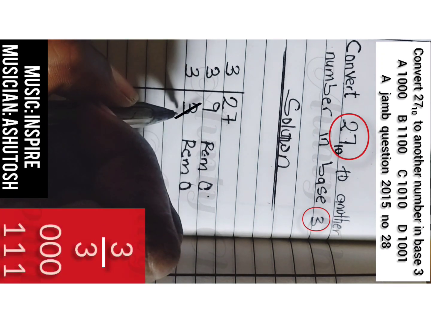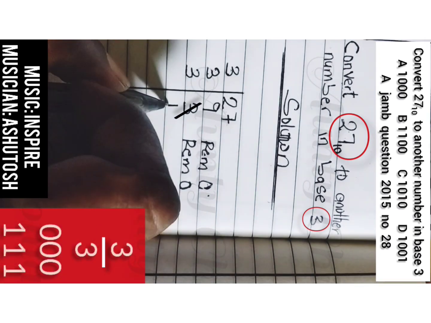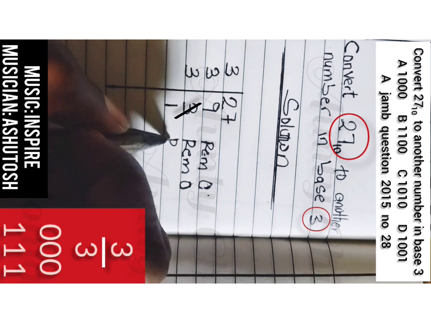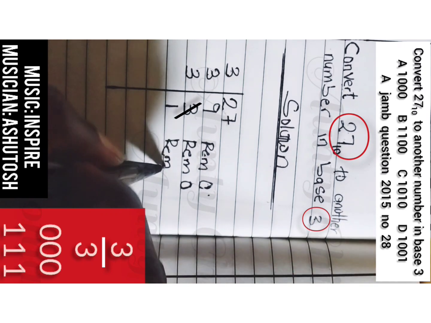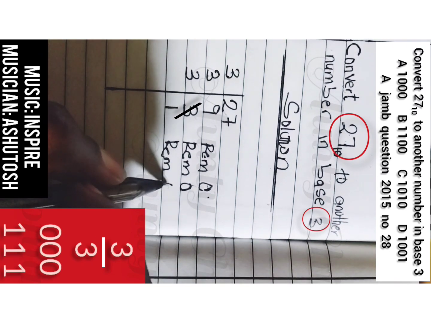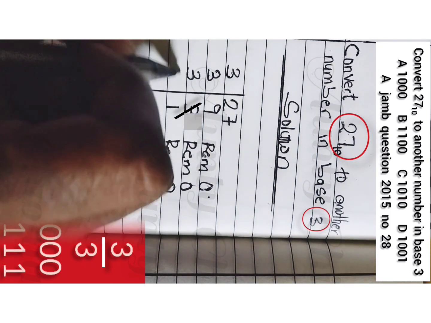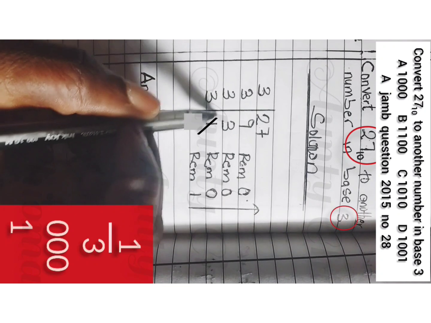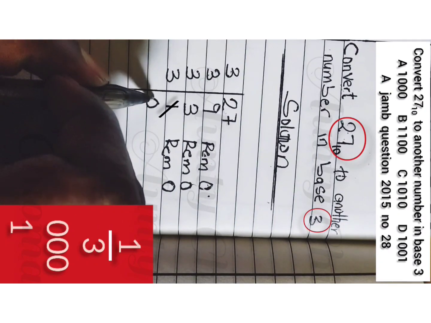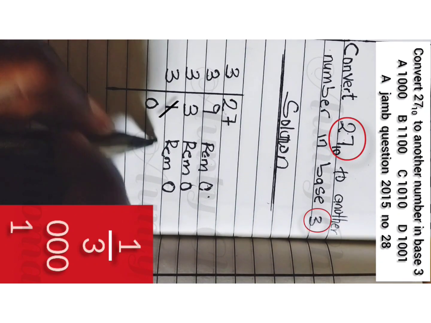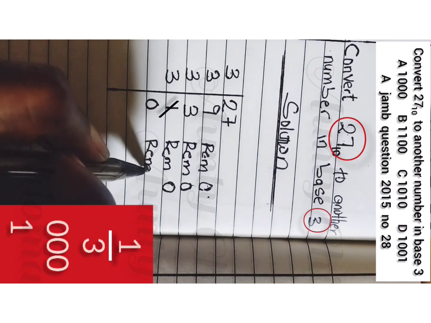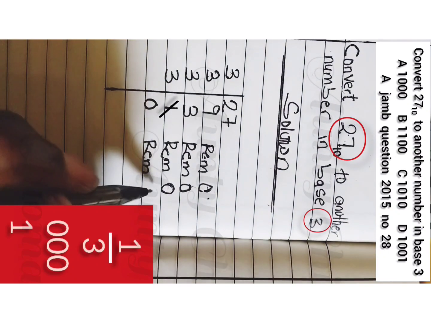3 divides 3, gives us 1. Remainder 0. When there is no remainder, I write 0. Finally, 3 divides 1. It will give us 0. Remainder 1. The remainder is this one.